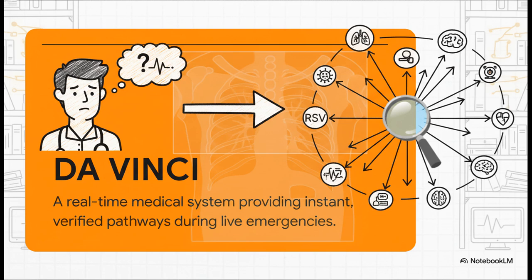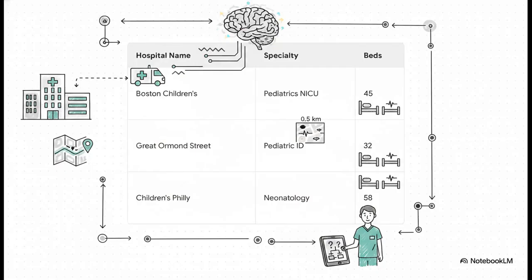They get to cross-reference their own hesitant clinical instincts against a vast, instantaneous database, essentially correcting their thought processes on the fly. It even provides logistical training, which is a huge part of being a senior physician. The source code reveals Da Vinci queries a database of over 50 hospitals. It doesn't just say transfer the patient. It knows that Boston Children's Hospital is exactly 0.5 kilometers away and has precisely 45 beds available in their pediatrics NICU right now. It knows Great Ormond Street and the Children's Hospital of Philadelphia's capacities too. It literally teaches the intern how to navigate the healthcare system's infrastructure during a live crisis.